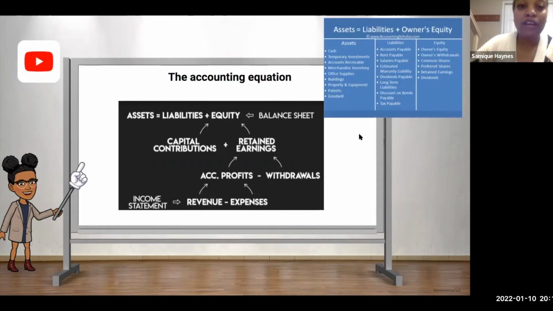Now, something that's very important here is the accounting equation. The accounting equation is assets is equal to liabilities plus equity. This is very important. So just in case anyone was falling asleep, now's the time when you have to wake up and rub your eyes. The accounting equation is assets is equal to liabilities plus equity, okay?